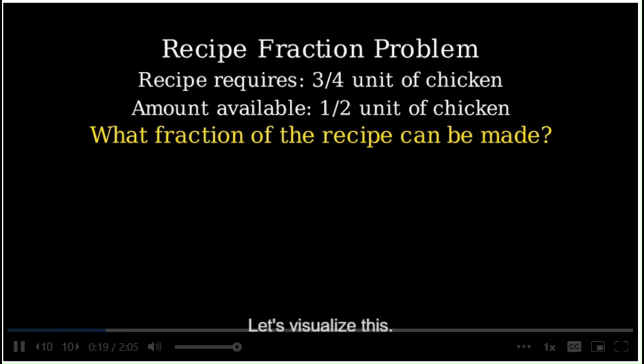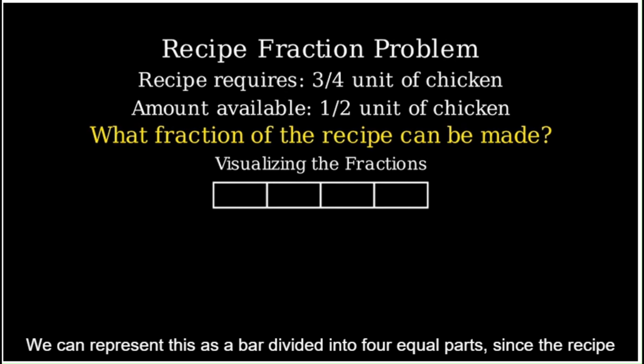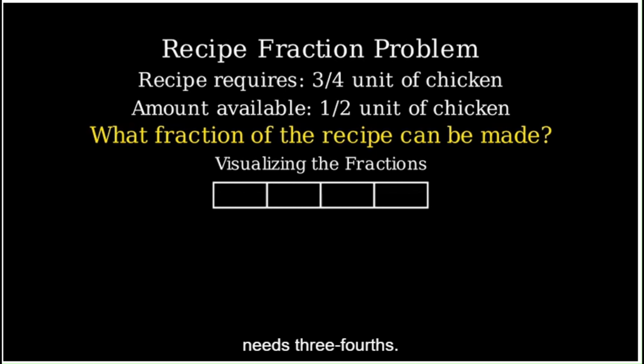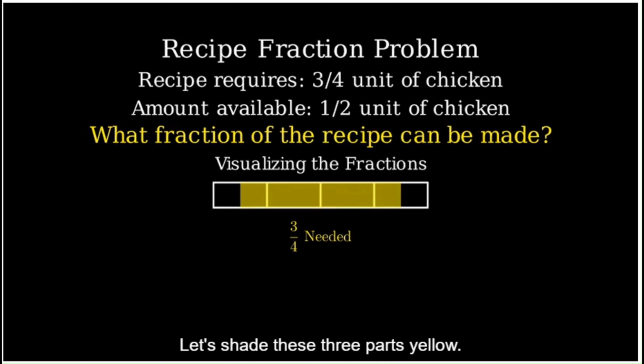Let's visualize this. Imagine the full amount of chicken needed for the recipe. We can represent this as a bar divided into 4 equal parts, since the recipe needs 3/4. The recipe requires 3 of these 4 parts. Let's shade these 3 parts yellow. This represents the 3/4 needed.